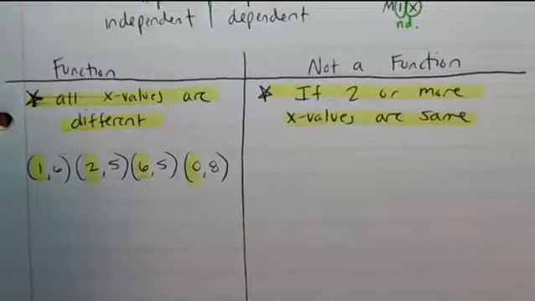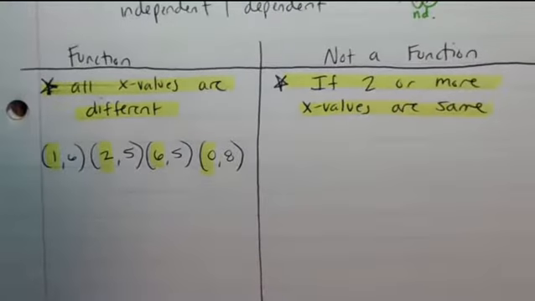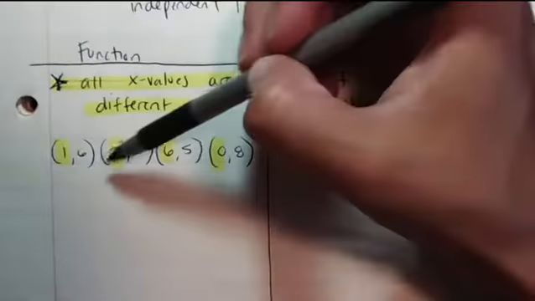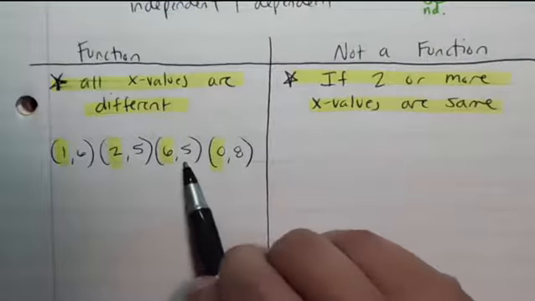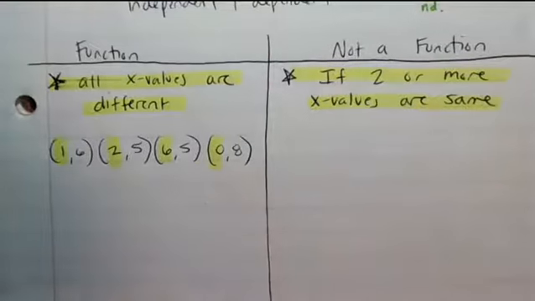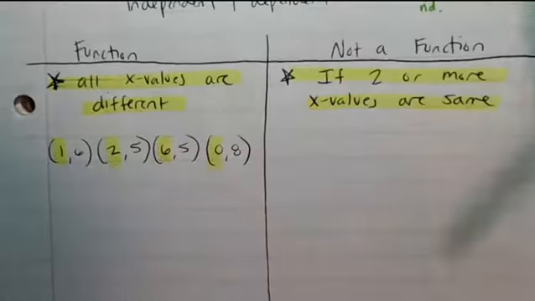So if I look at these x values, I have 1, 2, 6, and 0. Are all of those different? Yes, they are, so this would be considered a function. We don't care that the 5s, which are the y values, are the same because, again, that doesn't make the function or not. It's only if the x values are different.